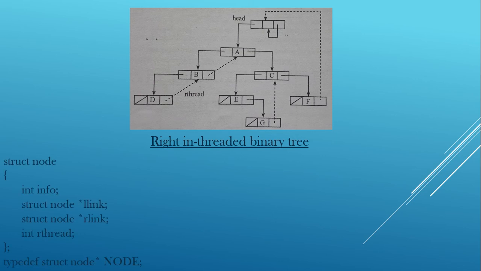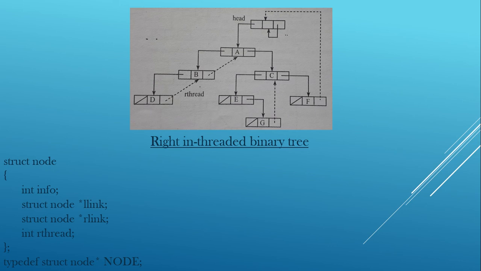Now let us see how to implement this right in-threaded binary tree in C language. To implement a right in-threaded tree, an extra field R thread is used. If this R thread is 1, the corresponding right link represents a thread. And if R thread is 0, the right link represents an ordinary link connecting the right subtree.